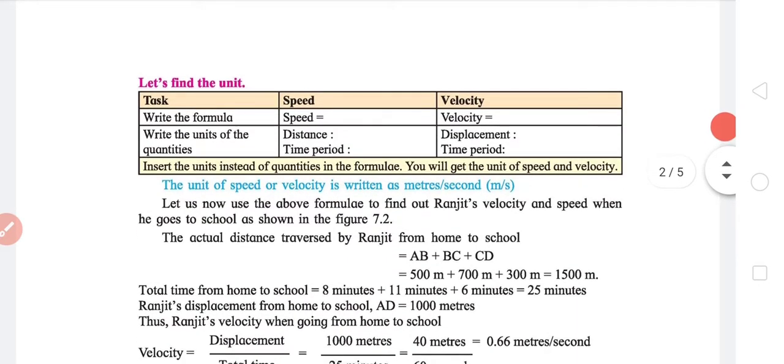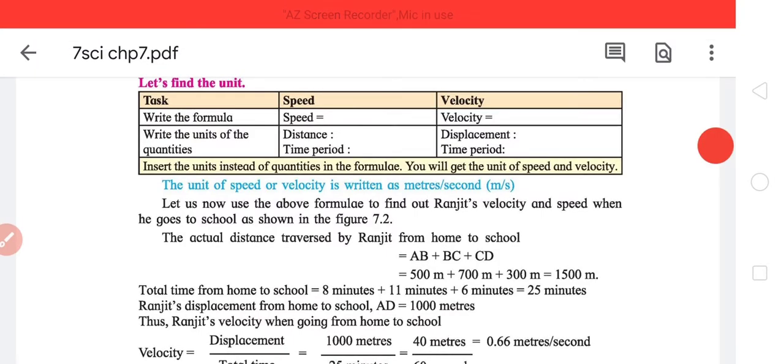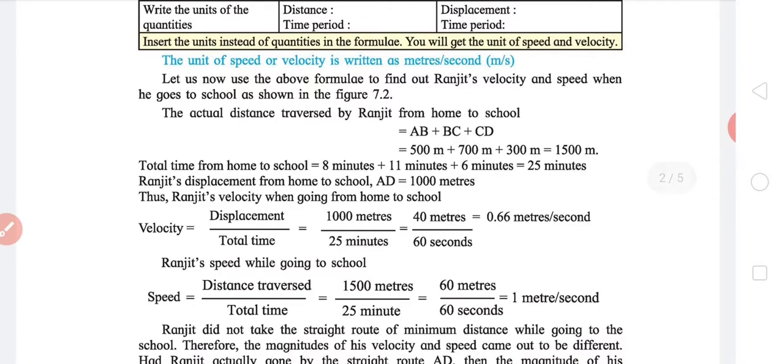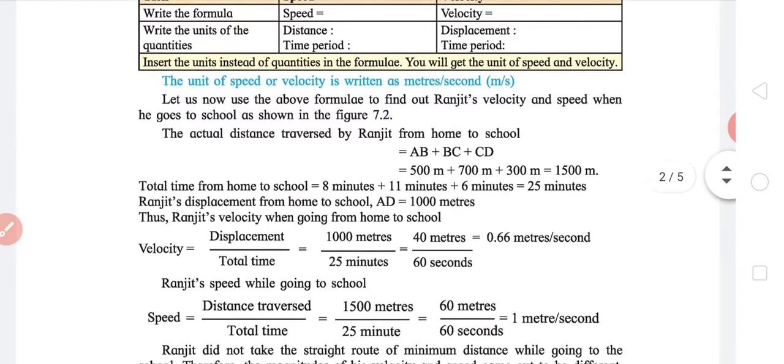Then as you will see, now in the task both speed and velocity will have the same unit. So now a bit of calculations. In this case, speed and velocity are two different quantities. Let me go back to that place.